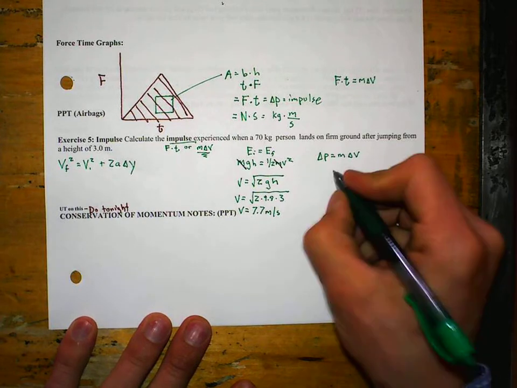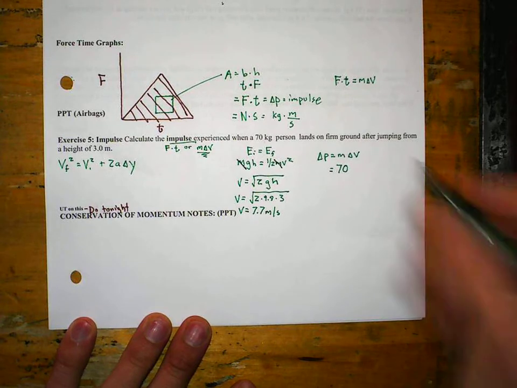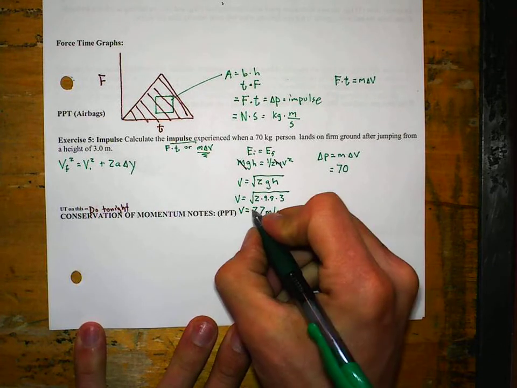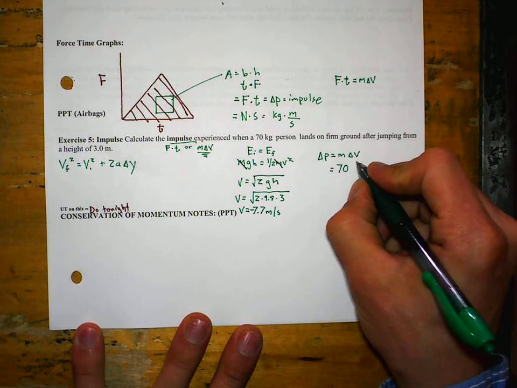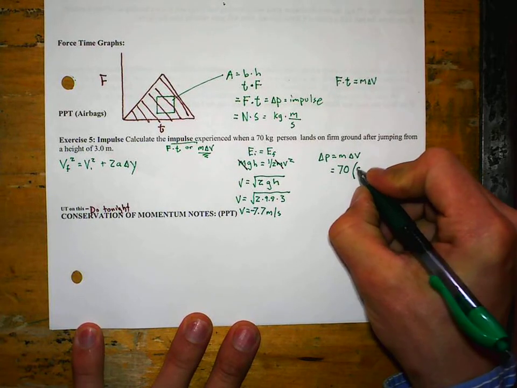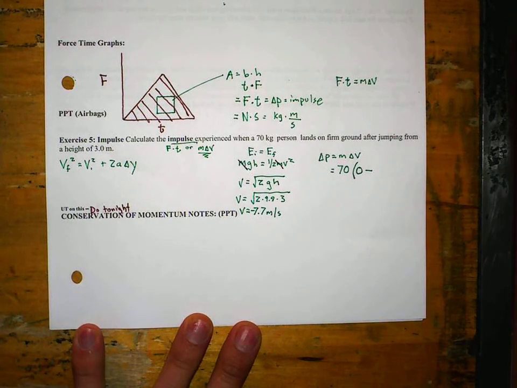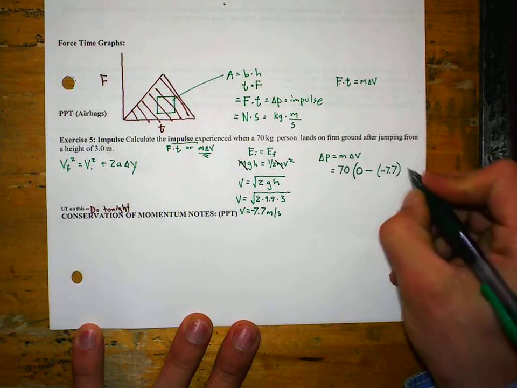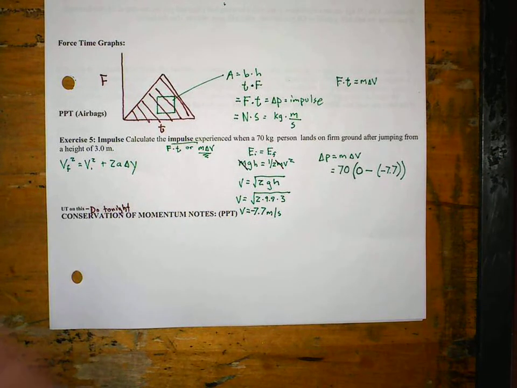And we'll just plug in some numbers. So we've got a mass of 70. Now the signs get a little weird here. We call the down direction negative most of the time. So I'm going to put a negative sign on that. They're going down to start. Their final velocity is 0. When we do a delta, we do final minus initial. So I'm doing a 0 minus a negative 7.7, which is going to turn that into a positive.